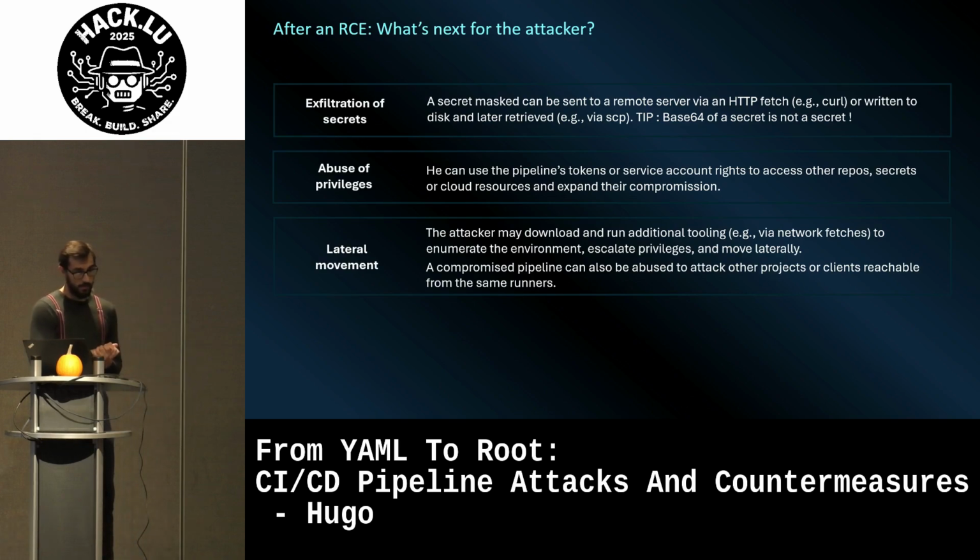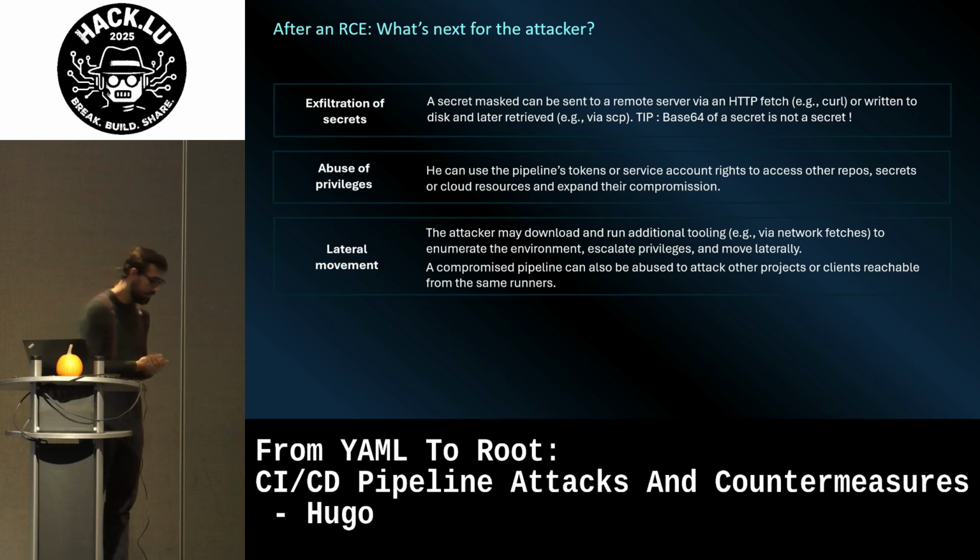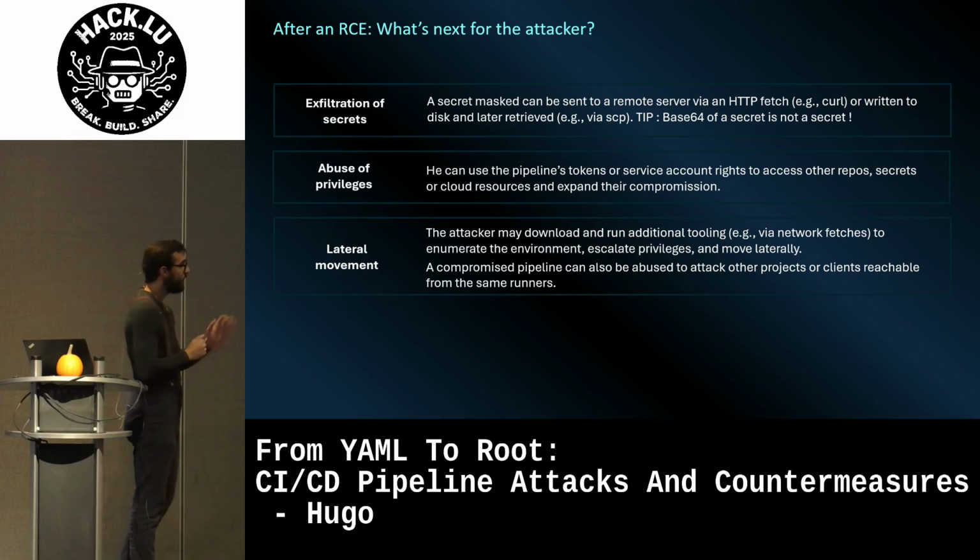So here we saw some scenarios that we can use in order to pen test the pipelines. We looked at YAML and Terraform files. There are other attacks. There are a lot of different attacks. You can also use Ansible, for instance. But what's next for an attacker?